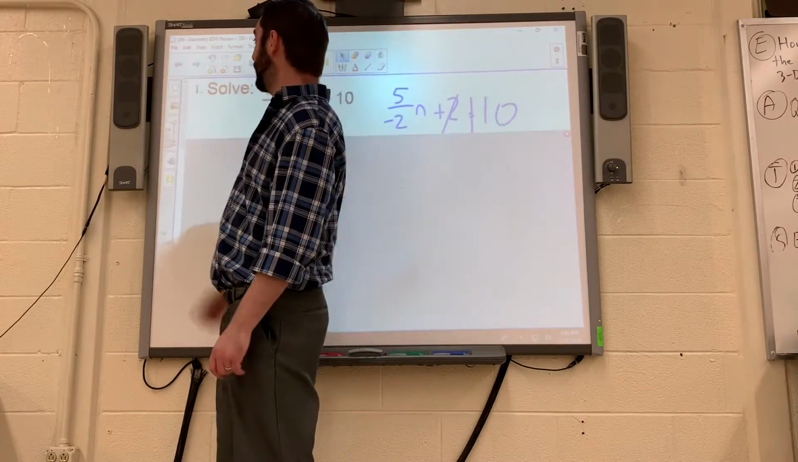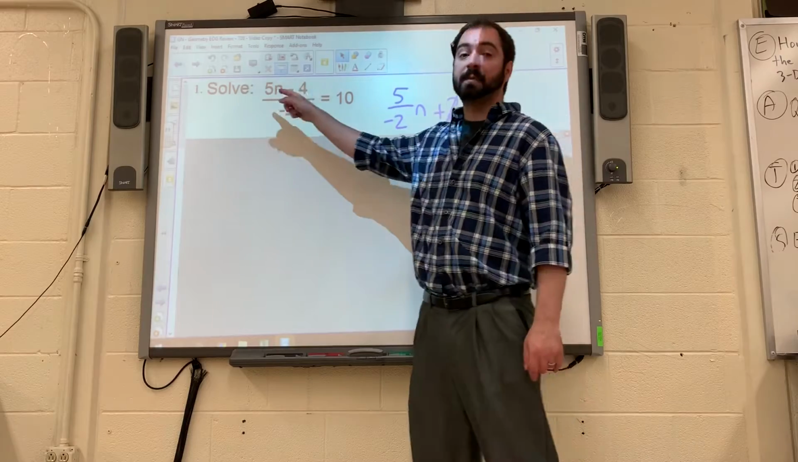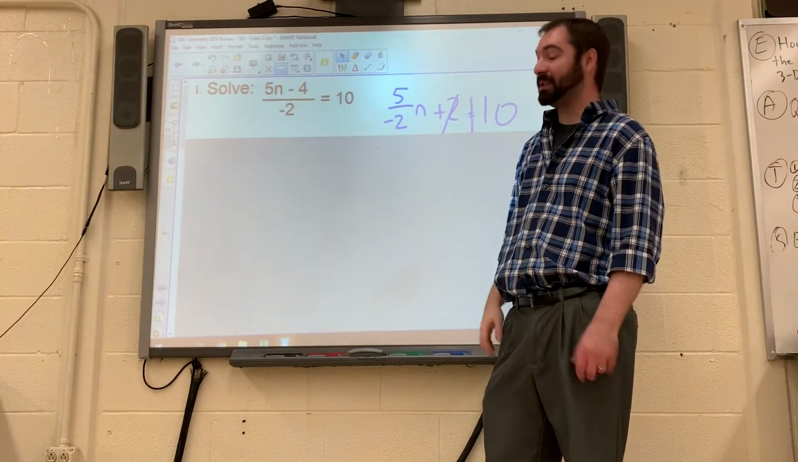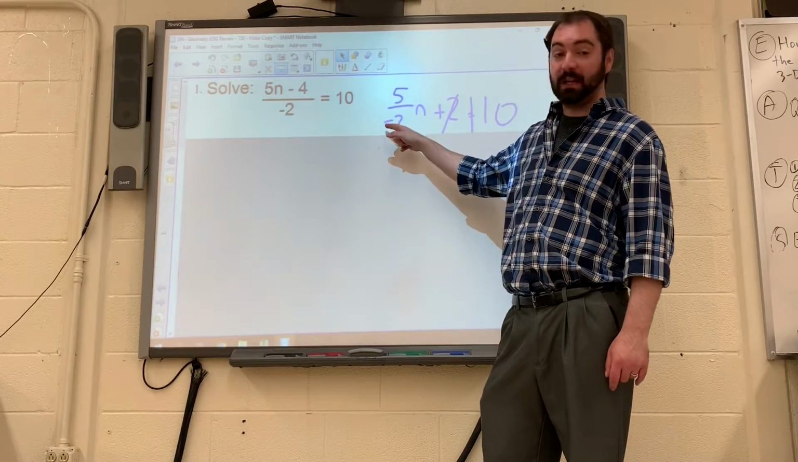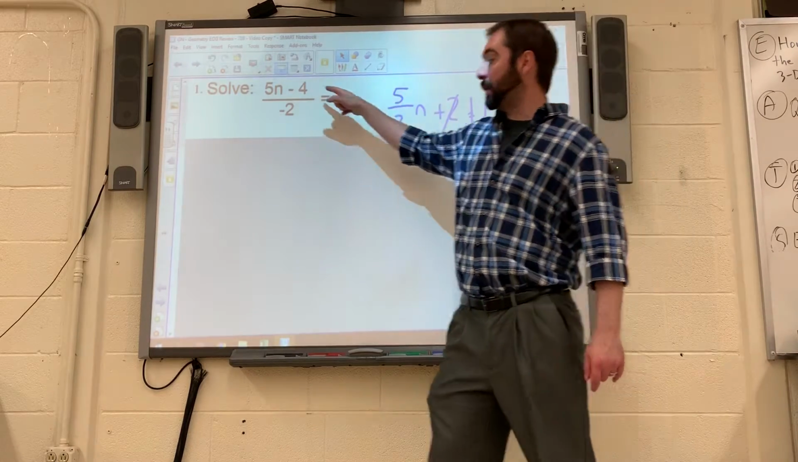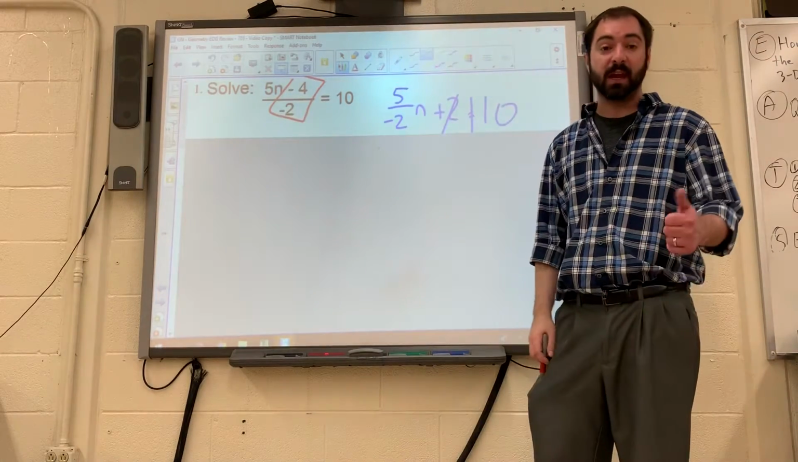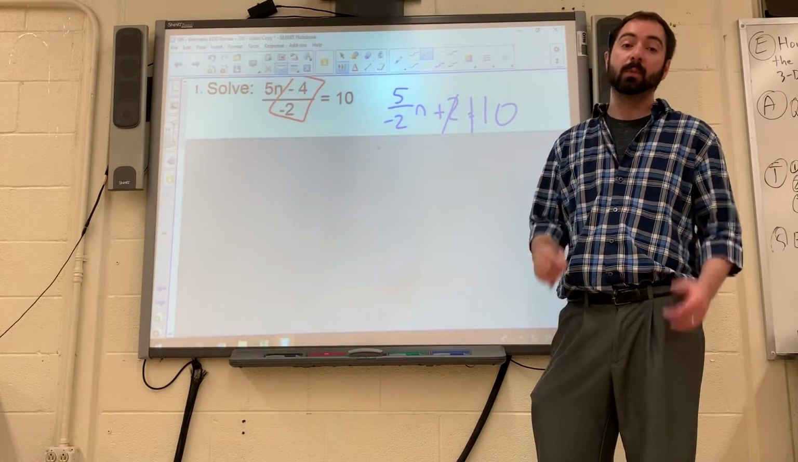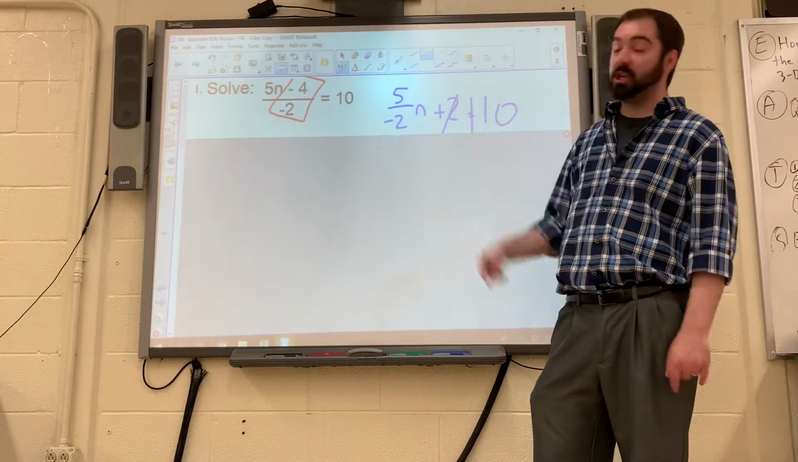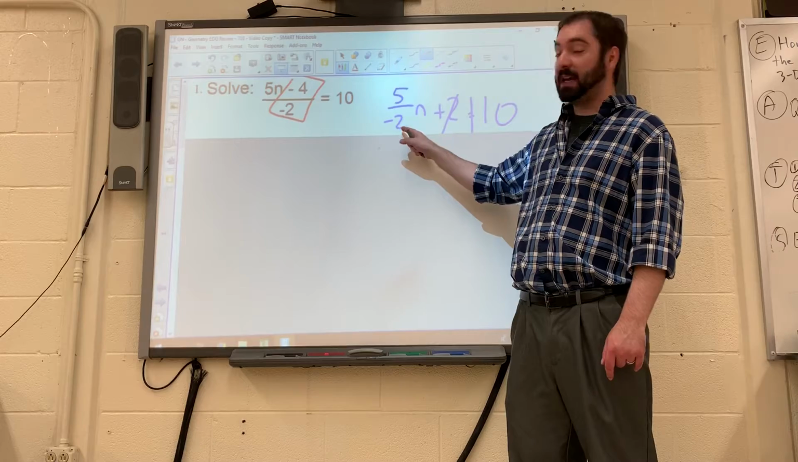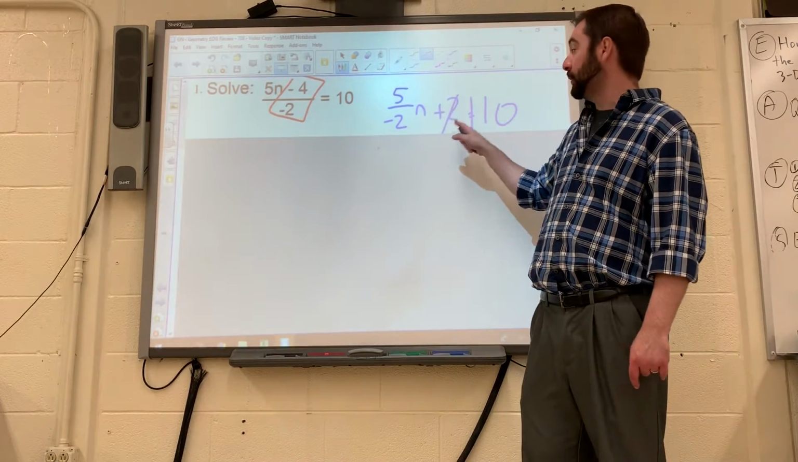Going over the warm-up, number one, solve 5 times n minus 4, all being divided by -2, is the same as 10. First thing, break it apart: 5 over -2 n. This part right here, you're going to have to put in a calculator because you have two negative signs. You have -4 over -2. You put that in a calculator, press enter, and it's going to change it to +2. So the real problem we were solving was 5 over -2 n plus 2 equals 10.